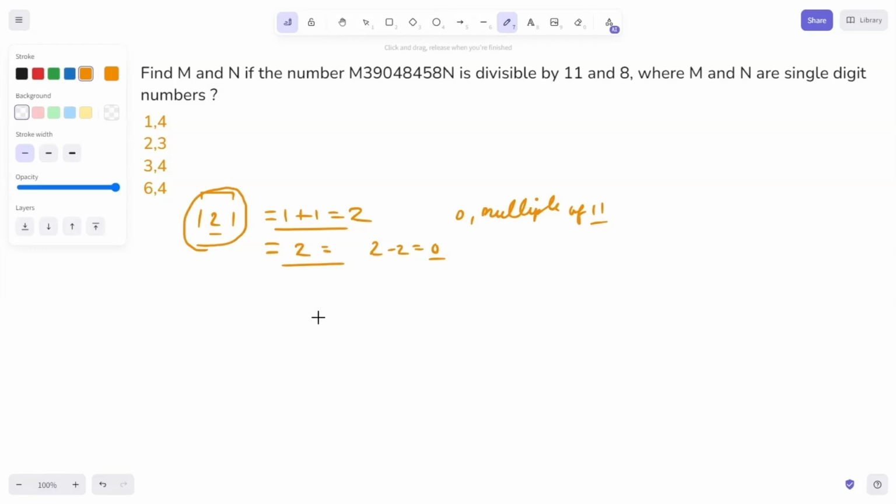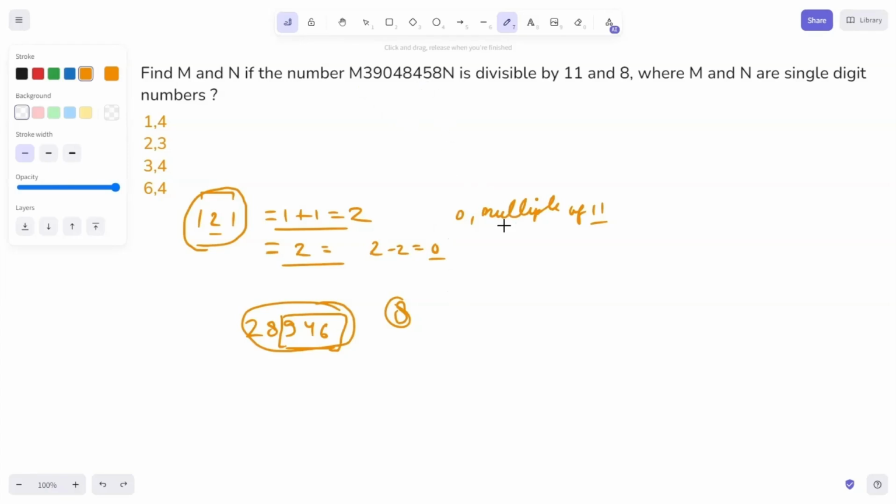Now let's discuss the divisibility rule of 8. Let's suppose this number is 28946, and I want to check whether it is completely divisible by 8 or not. This is very simple. I will take the last 3 digits of the number and divide them by 8. If they are completely divisible by 8, it means the complete number will be divisible by 8. Now we have seen the divisibility rules of 11 and 8. Let's apply these rules on this particular number.